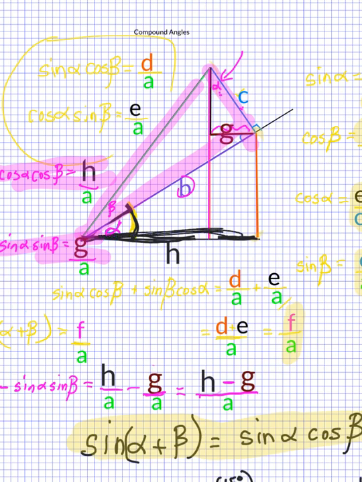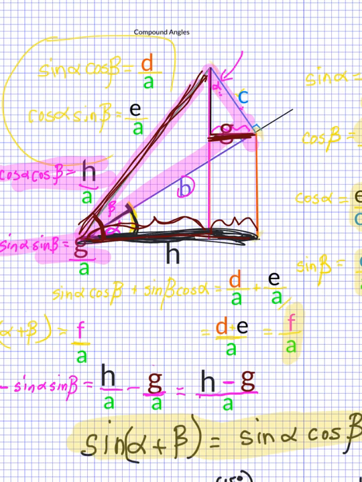Well, this length right here is H. And this length, this brown one right here, is G. So H minus G is this length minus this length. Well, we're just left with this length in here. And A is this length right here. So this divided by this is exactly the cosine. It's the adjacent over the hypotenuse of this huge angle. So this is exactly equal to the cosine of alpha plus beta.